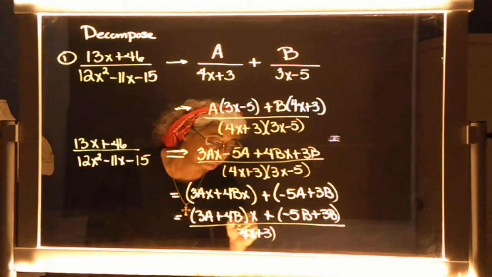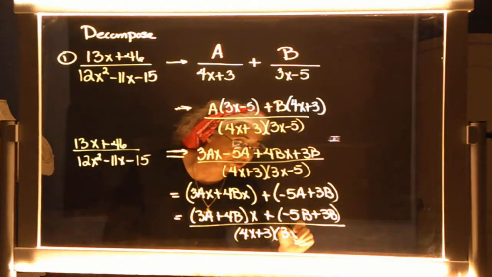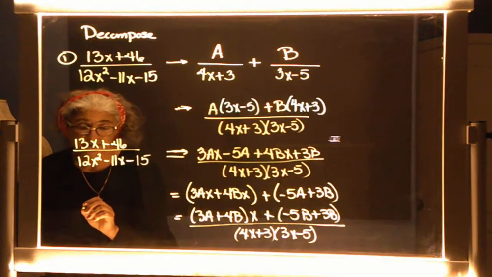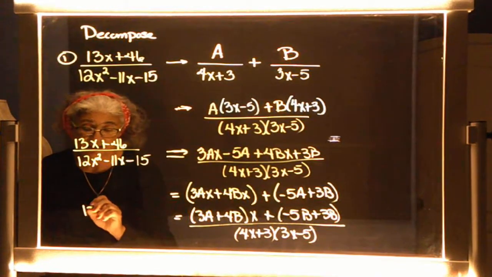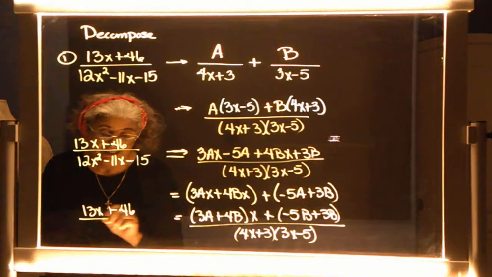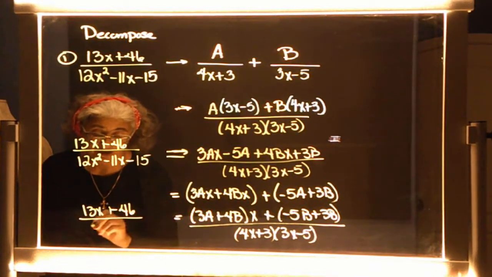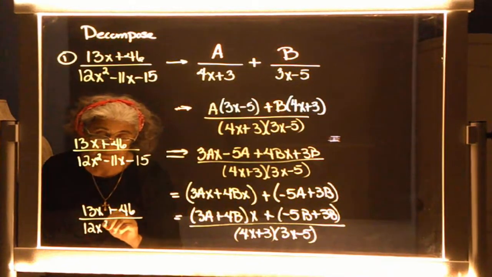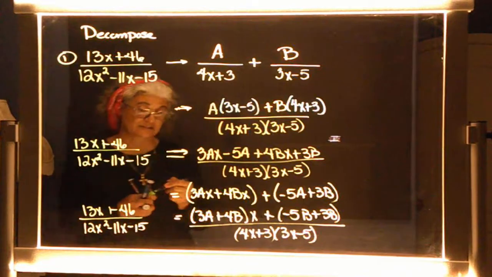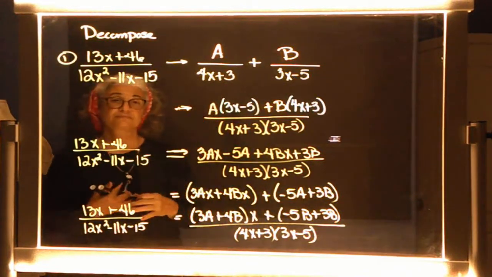Now, I've added my like terms. I've added the x's together and I've added the constants together. Why? Because my original fraction, numerator, is made up of an x and a constant. So, I've added the fractions together technically. Are you with me? Good.